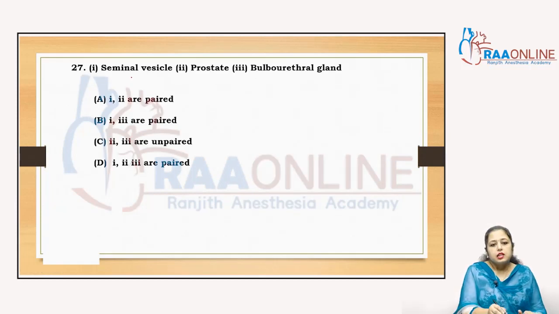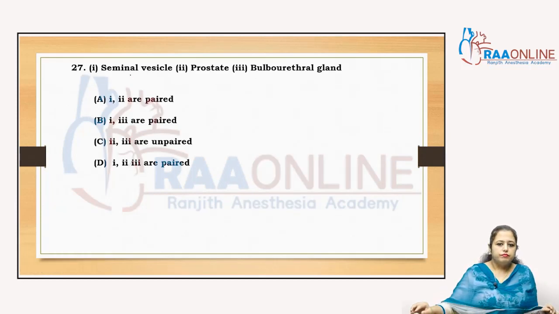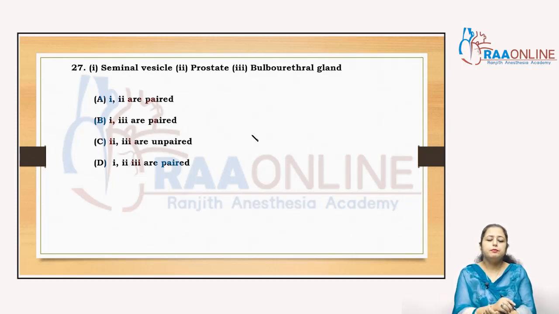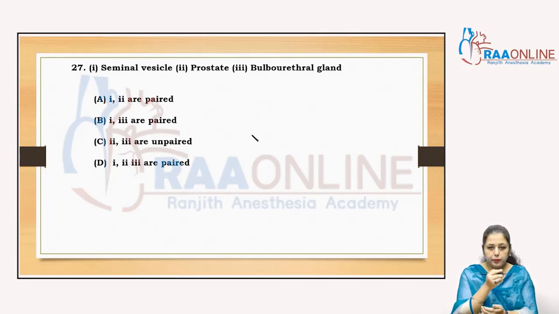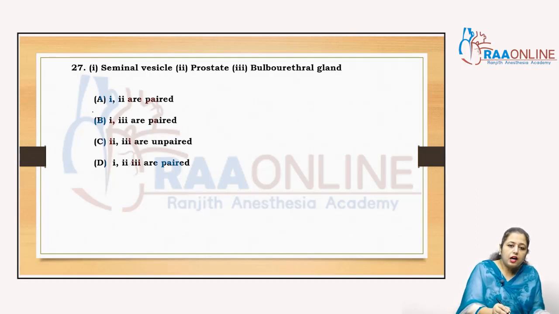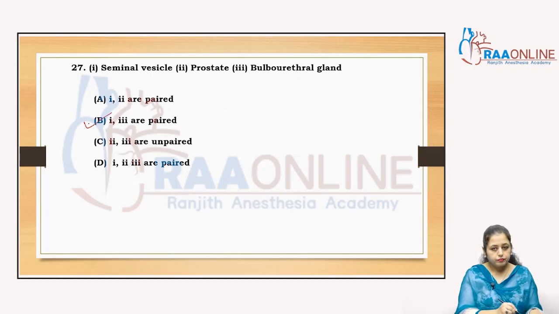That's why. In the seminal vesicle, prostate gland and the bulbourethral gland, which is also known as the Cowper's gland, how many of them are paired, right? So seminal vesicle is paired or unpaired? It is paired, right? Bulbourethral gland is paired, but prostate gland is paired or unpaired? That is unpaired, right? So 1 and 3 are paired, so the answer is Bombay, right?